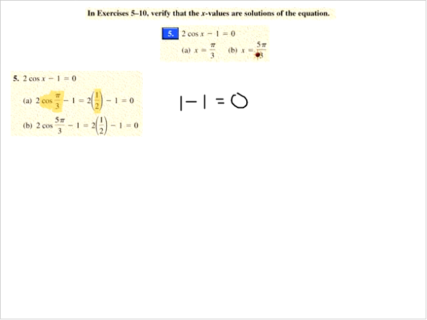And the same thing for part B. Let's plug in 5 pi over 3. So cosine of 5 pi over 3, again using your unit circle, is 1/2. 2 times 1/2 is 1. So 1 minus 1 does give me 0. So all we needed to do is just verify that those actually were solutions. Right, if only things would stay that simple.